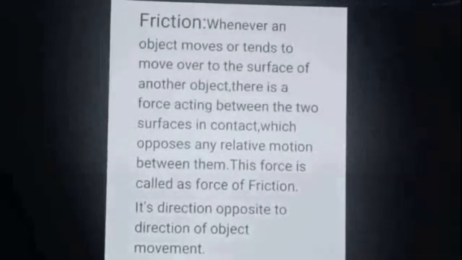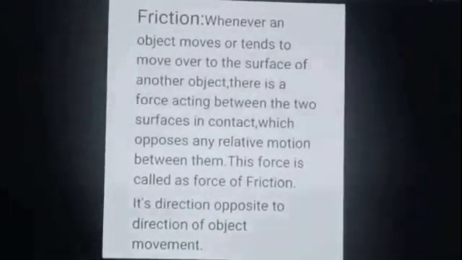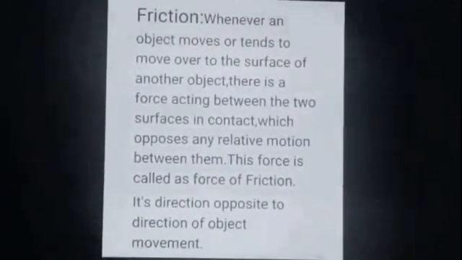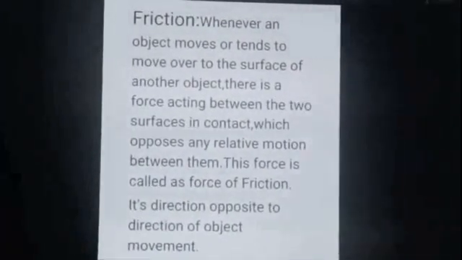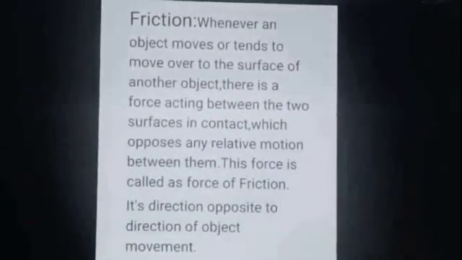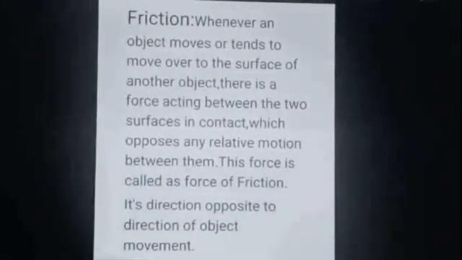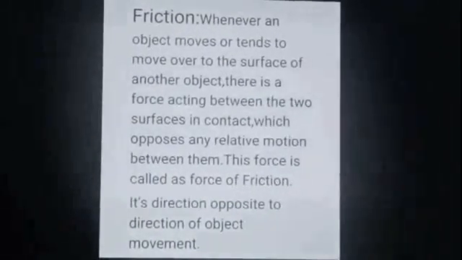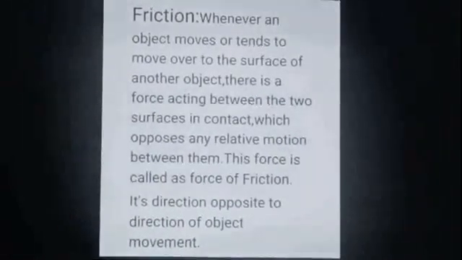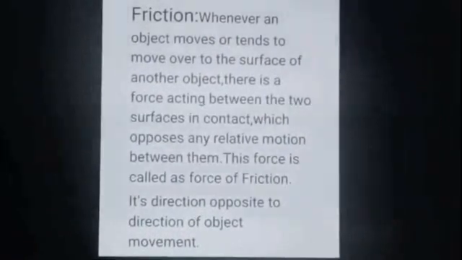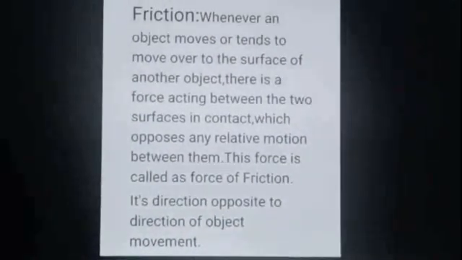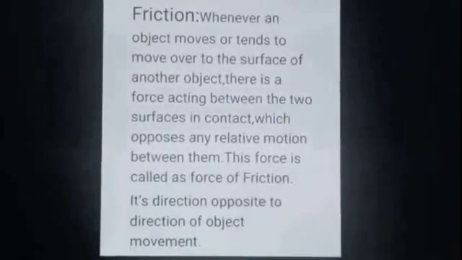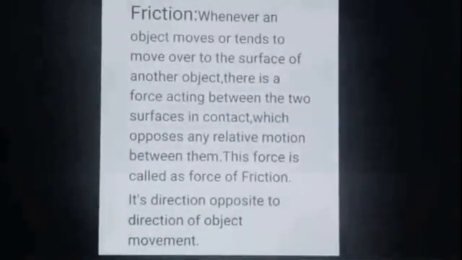In the last chapter, we have studied that a moving object can be stopped by applying a force in a direction opposite to the motion of the object. It means that a rolling ball must be stopped by a force. This force is called force of friction. This force comes into existence when an object is moving over the surface of another object.